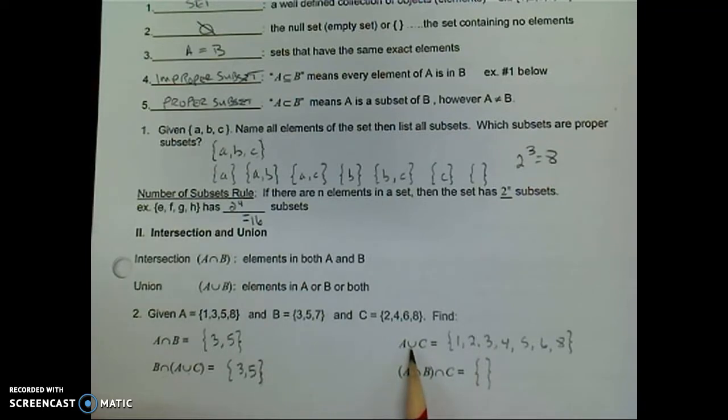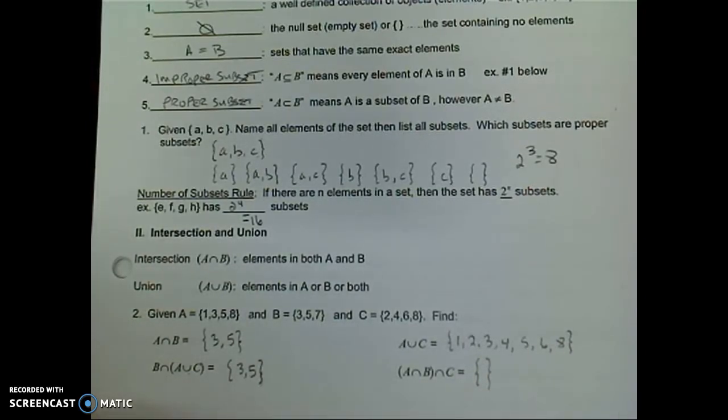The union of A and C. Now we want all the items that are in A and all the items in C. So 1, 2, 3, 4, 5, and 6. And then 8 exists in both. So the union of the two would contain 1, 2, 3, 4, 5, 6, and 8.